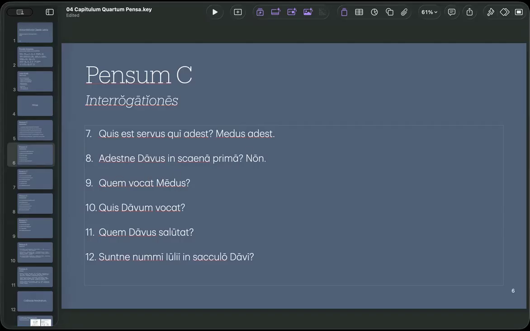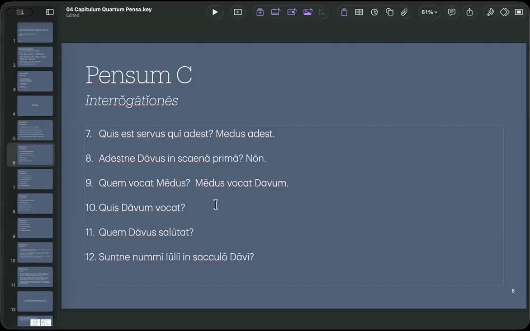Quem vocat Medus? Medus vocat Davum. That works. Oh, did you say Davus? Yes. Davum. Yes, Medus vocat Davum. Because again, that's got to be in the accusative case. Because the action of the verb is on Davus here. Medus is doing the action, so he's nominative. But the recipient of that action is always in the accusative case.